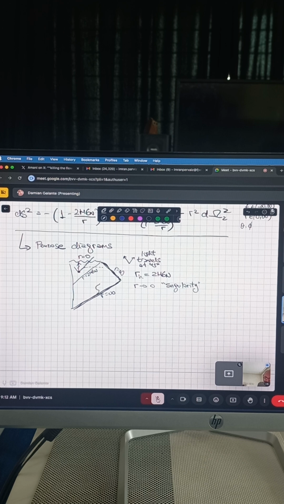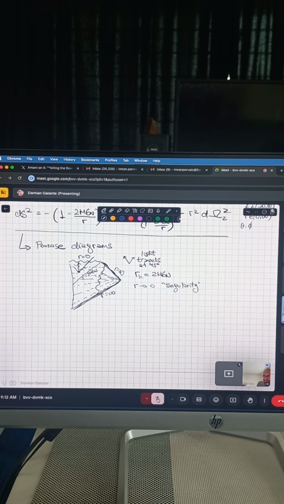Instead, if I stay outside the black hole, it's true that I can go from minus infinity to infinity. Time in this diagram goes something like this. So time grows with these lines over here. Okay?